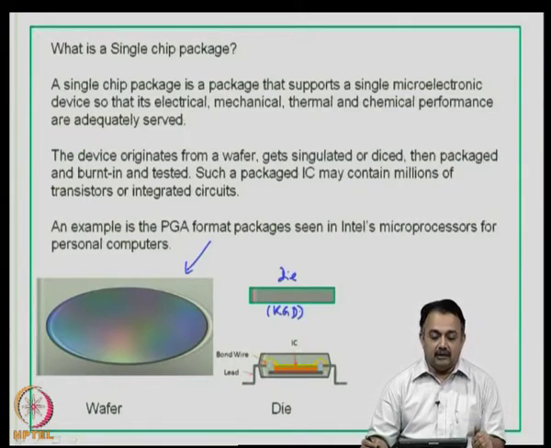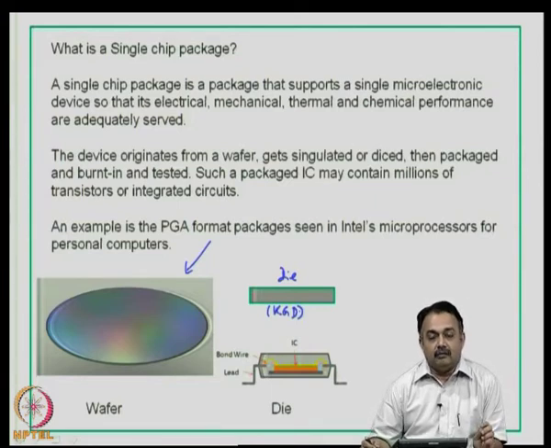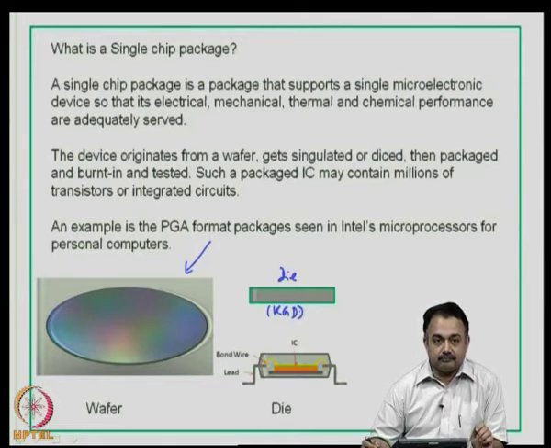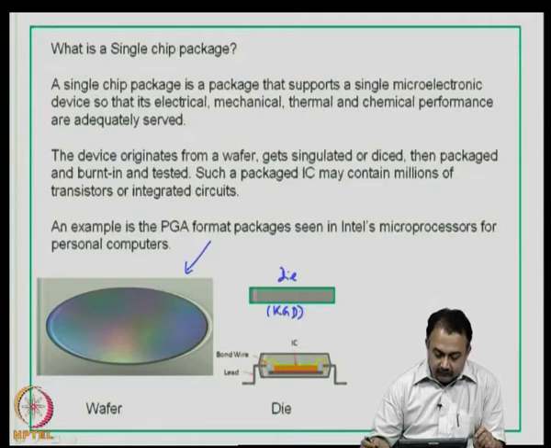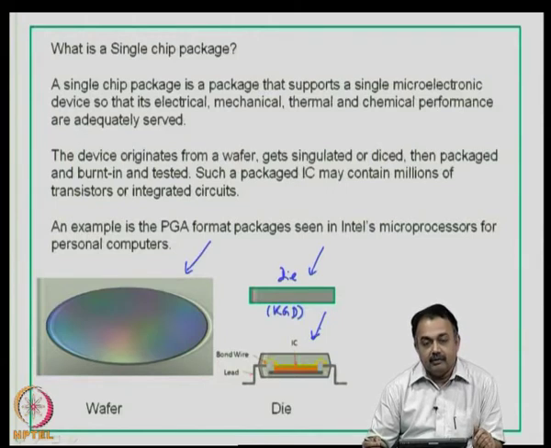But normally it is preferred to have a well packaged IC to be used for high end applications. Now, as you can see from the wafer, the die is singulated and then it goes into the process that we talked about, wire bonding or TAB or a flip chip.